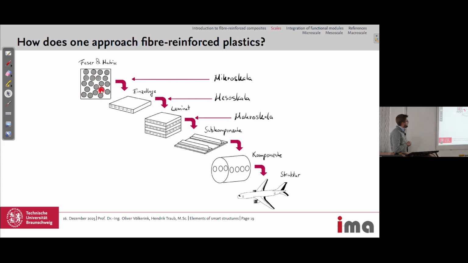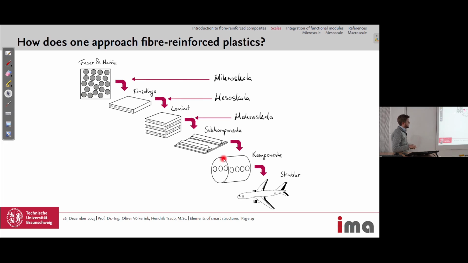So how do we approach fiber reinforced plastics? We have this microscale. Unfortunately, it's German again on the slides, but I will walk you through. On the microscale, we look at fiber and matrix and also the interaction, then on the mesoscale, we have the single ply. From this, laminates are made. These laminates we use for subcomponents and then have components like this fuselage barrel and then maybe the overall structure.